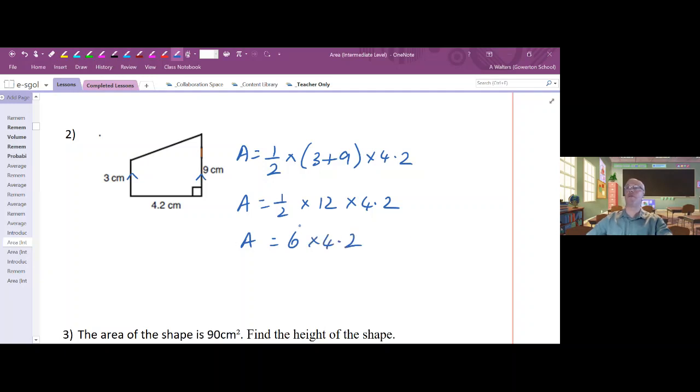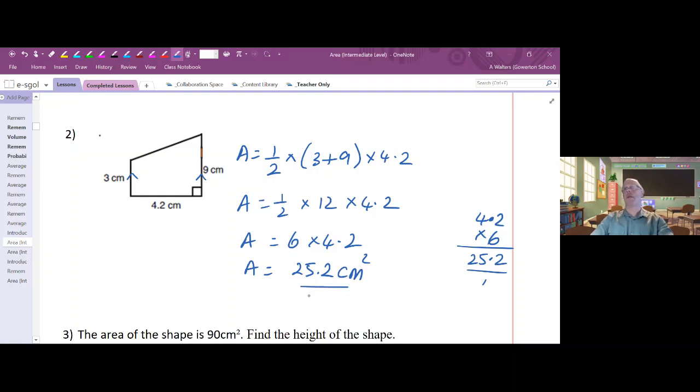Now, I would probably go and write this on the side. 4.2 multiplied by 6. 6 2s are 12, 2 down, carry 1. 6 4s are 24, and this one is 25. One digit after the point in the answer. So I do believe that the area is 25.2, and the unit is centimetres squared for this particular area.